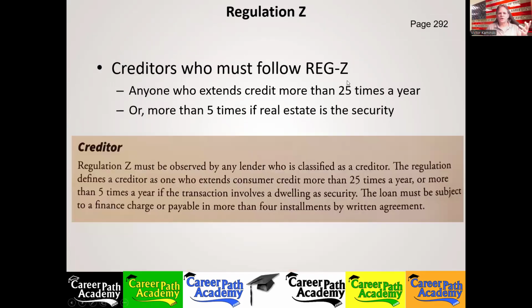Okay. Who is considered a creditor for Regulation Z? Anyone who extends credit more than 25 times in a year, or more than 5 times if real estate is the security.